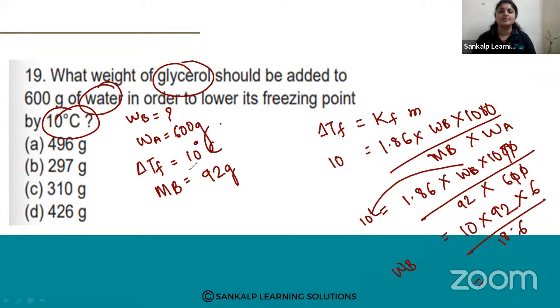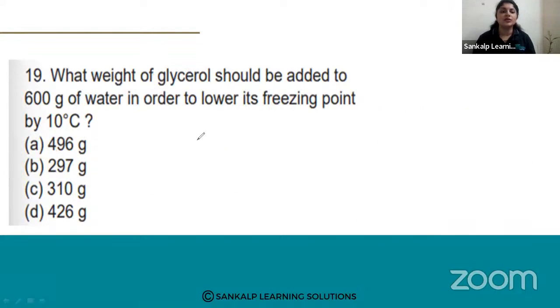What answer are you getting? Your answer should be something around 296.7 grams. So it resembles your option B, which is 297 grams. So option B is the right answer. Understood? Understood this problem?